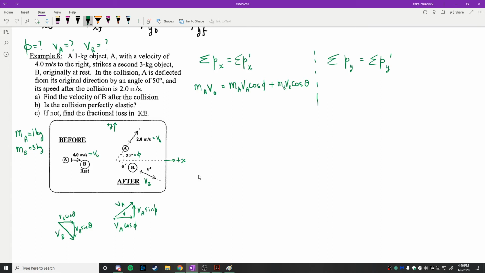Okay, sum of momenta in the y direction then, before the collision, right? Remember, this is before, this is after. What's the sum of all the y momenta in our system before the collision? What do you guys think? What's the sum of all the y momenta before the collision occurs?